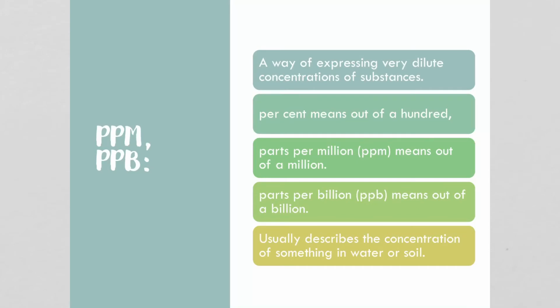So parts per million and parts per billion are ways of expressing extremely dilute solutions of substances. If you remember, percent means out of 100. Parts per million means out of a million. So how many parts are there in a million particles? And then another one would be parts per billion, which means out of a billion. It usually describes the concentrations of something in water or soil or even air. And we'll go through some examples of how to calculate parts per million and parts per billion now.